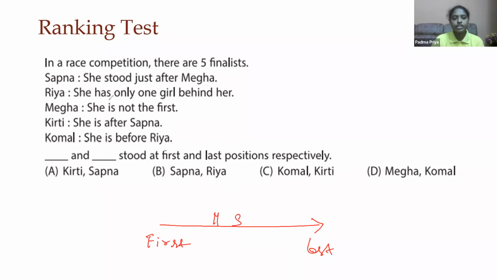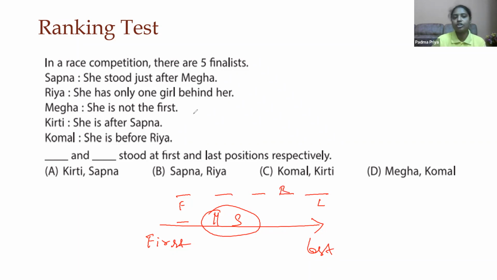Next, Riya. She also has only one girl behind her. Riya is in the 4th position. Why? Because totally you have 5 ranks. In these 5 ranks, this is the first rank and this is the last rank. Here they said, of course, Megha and Swapna are related like this. Let them keep aside. Now, if you observe Riya, she has only one girl behind her. That means she should be in the 4th position. Why? Because she has only one girl behind her.